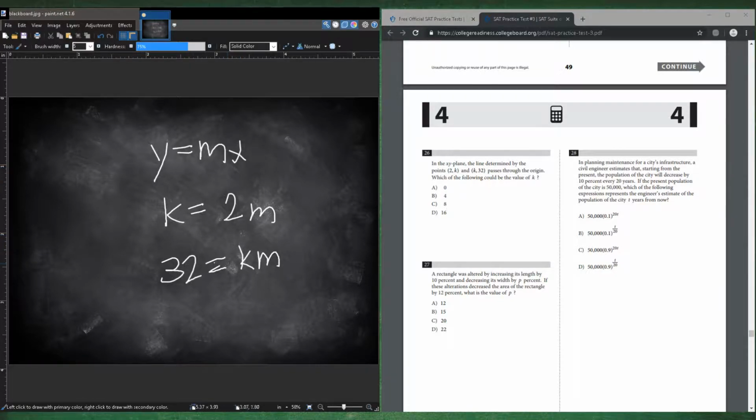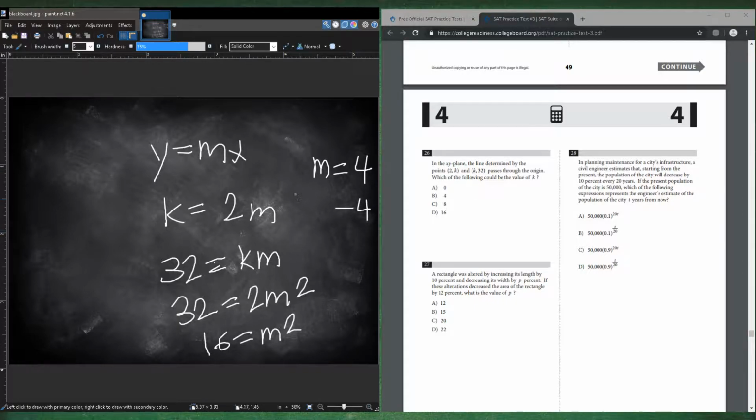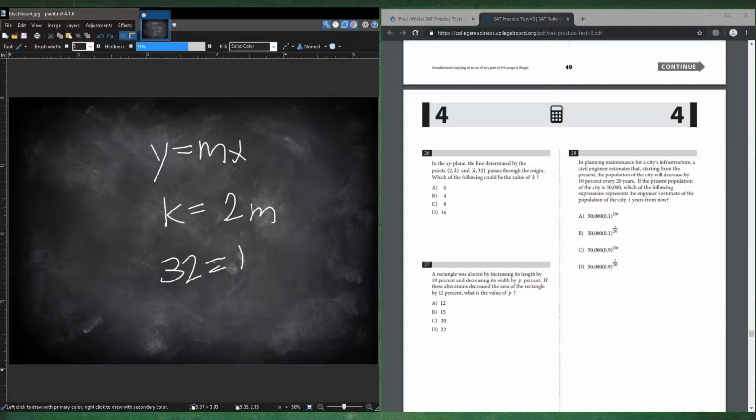So now we just have to plug one of the equations into the other. Let's plug in k. So 32 is equal to 2m squared. So 16 is equal to m squared. So m has to equal 4 or negative 4. So the answer is B. It's a pretty easy question. Just plug in your variables and you'll get it right.